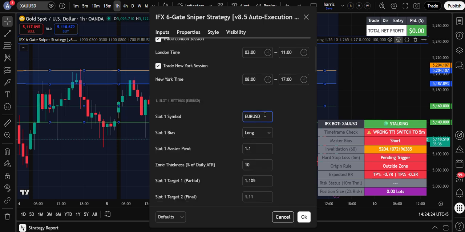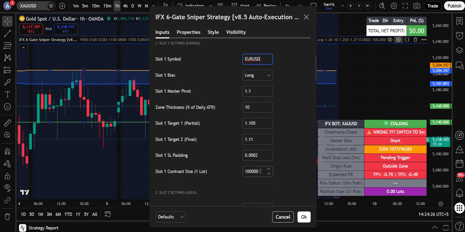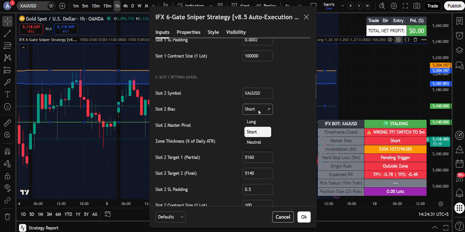You can change these assets. You can change any asset you want. You can change the contract size, which I will discuss further. So first of all, what are we going to do? As you know, guys, we have the IFX brain. The IFX brain tells us our bias: are we buying or selling? So you choose long or short. I wouldn't go for neutral. Neutral will trade both sides once it enters your entry zone, and that is not going to be good. Trust me.